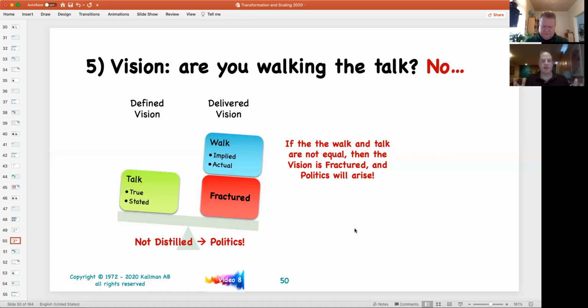So the ability to talk the talk is one thing, but to walk it, to show that this is not just what I said, this is actual, as opposed to implied. Or if it's the implied vision, if it's not stated clearly, but it's implied by how somebody is actually carrying out the vision.